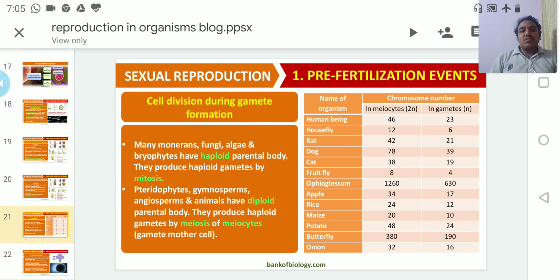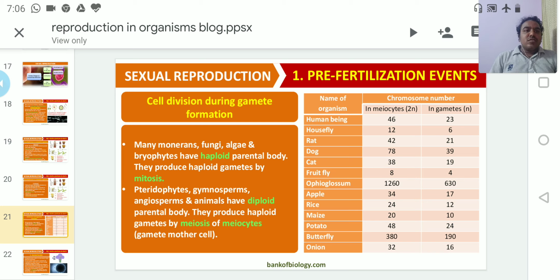Then what about meiosis? Meiosis can be seen in gamete formation, during the formation of gametes, the allosomes. In autosomes we can identify mitosis. In allosomes we can identify meiosis. And in pteridophytes, the plants after the lower level plants like algae and bryophytes, the pteridophytes, gymnosperms, angiosperms, and even higher organisms, the animals, have a diploid parental body. They produce haploid gametes by meiosis of meiocytes. The meiocyte is commonly known as the gamete mother cell.